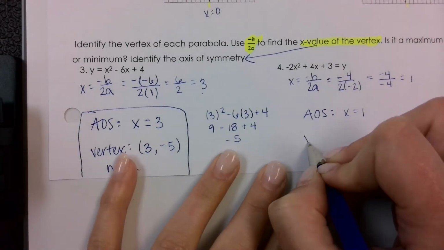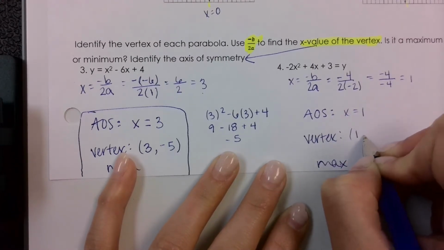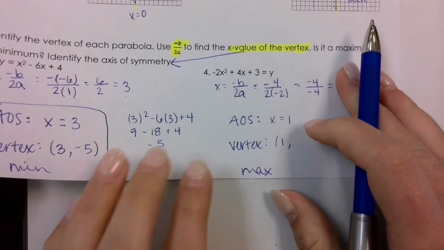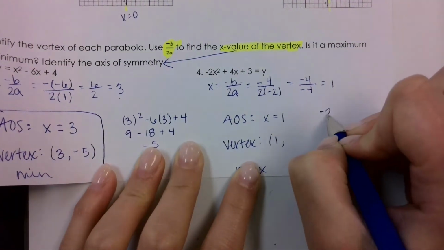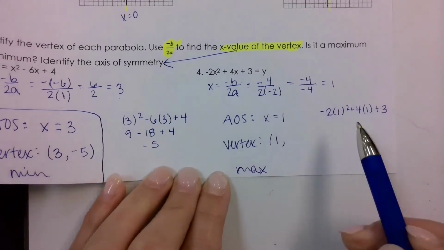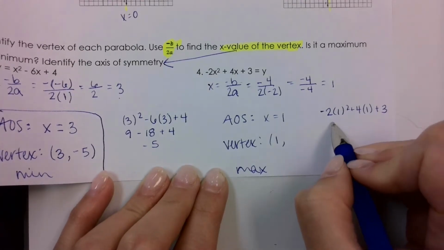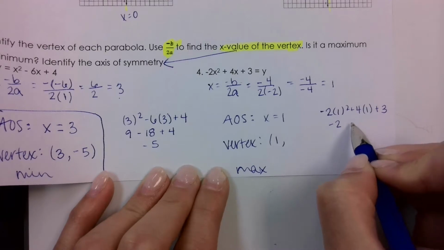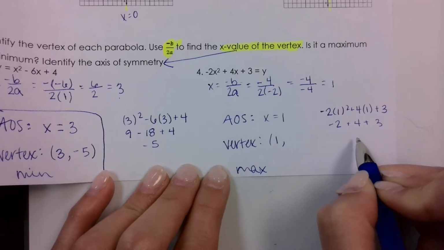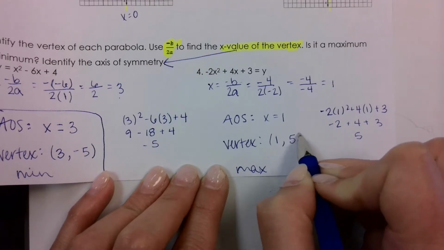Then we need to find our vertex. So we have part of it. We know that the x value is at 1. How are we going to find the y value? Plug it back into the function that they gave you up top. So we're going to have negative 2 times 1 squared plus 4 times 1 plus 3. So what is 1 squared? And what's 1 times negative 2? Negative 2. And what is 4 times 1? It's 4 plus 3. What's negative 2 plus 4? 2. And 2 plus 3 gives us 5. So your vertex is at 5.